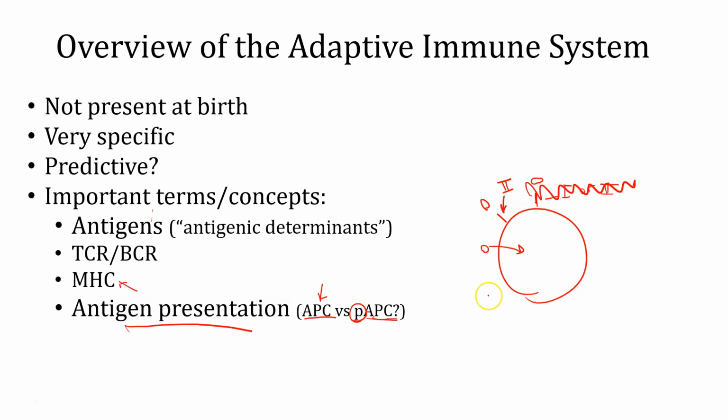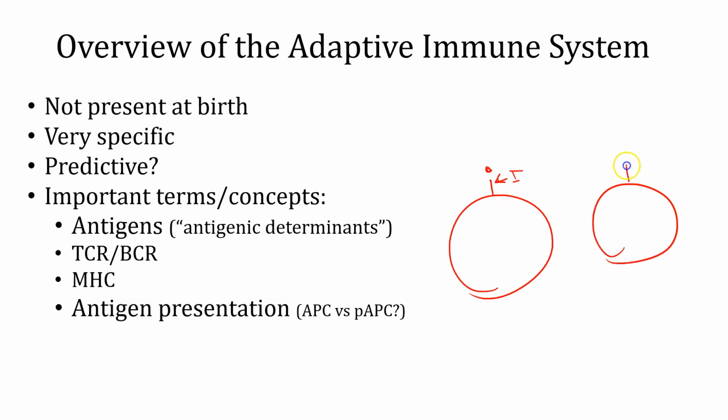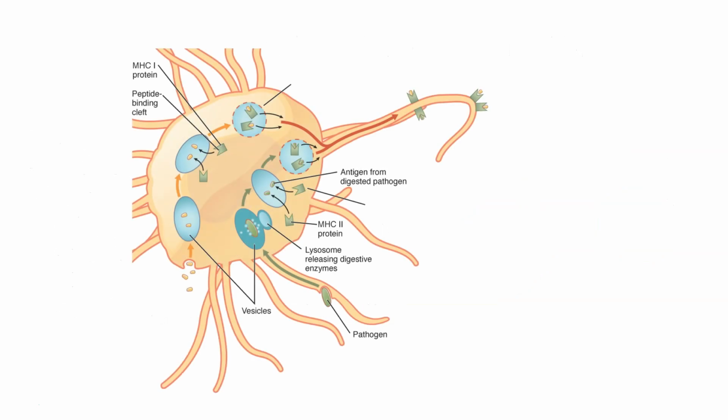Because that will be a different signal. There's a big difference between a cell that is presenting its antigen on MHC class 1 and a cell that's presenting its antigen on MHC class 2. The latter, MHC class 2, is done by what we call a professional antigen presenting cell. Here's a good picture to show the difference between these two pathways.